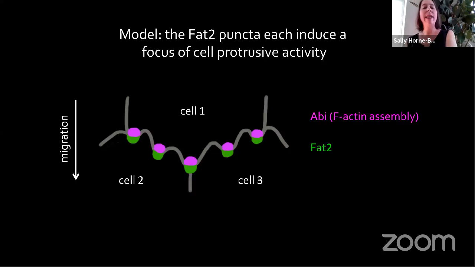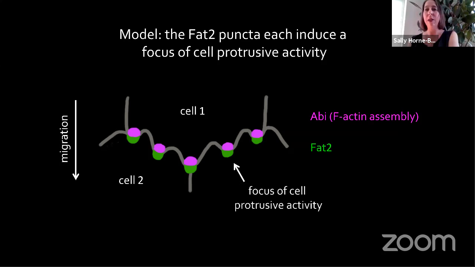So what we conclude from these data is that this is a very local recruitment event. Each one of these spots of FAT2 that's at the trailing edge of one cell is locally recruiting a focus of the scar wave complex, and this is leading to a local focus of cell protrusive activity. Now, there's obviously something missing from this picture because I'm telling you about a transmembrane protein in one cell recruiting a cytoplasmic complex in the cell behind.